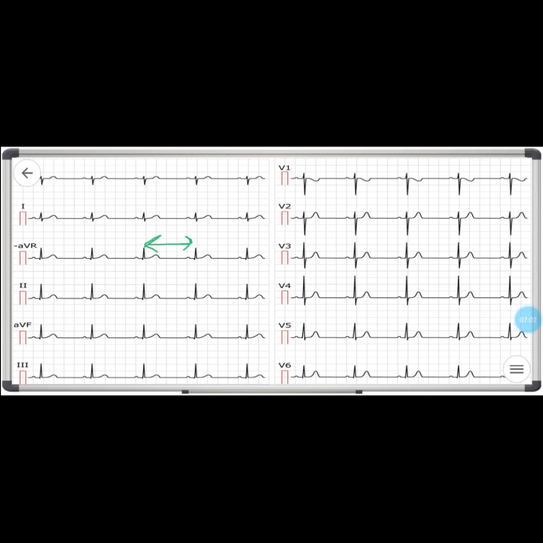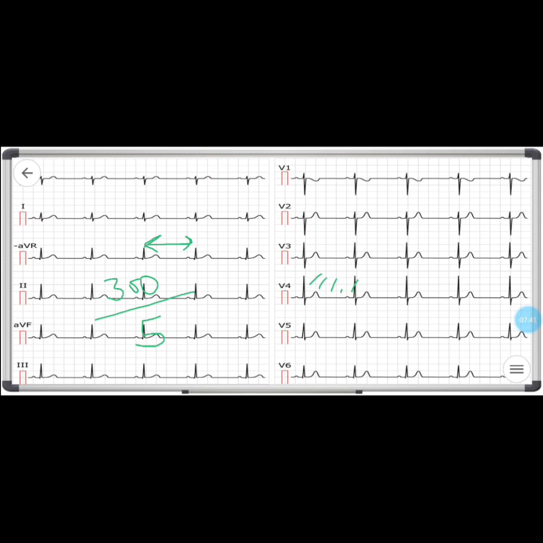So say, for example, in our ECG, over here is the RR interval, and you can see that it's constant everywhere, it's equal. In such a case, you need to calculate the number of large boxes between the two R's. Say, for example, we calculate it over here: 1, 2, 3, 4, and 5. So what you need to do is 300 divided by the number of large boxes between the two R's. Remember, the large boxes, not the small boxes.